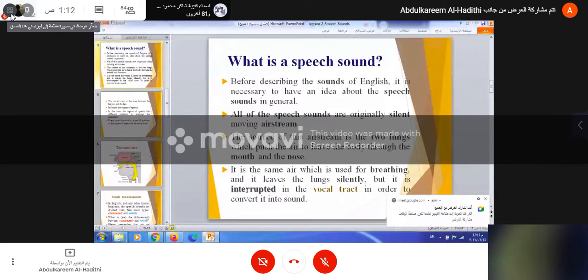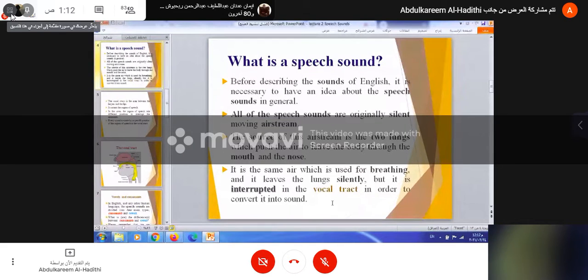So all of the speech sounds are originally a silent airstream, but when we need to speak, we change this airstream into sounds. The airstream which comes from the two lungs is silent, but when we need to speak, we use this airstream which is originally silent and we change it into sounds. How do we change the airstream into sounds? We change the air which comes from the two lungs into sounds by interrupting it in one place in the vocal tract.